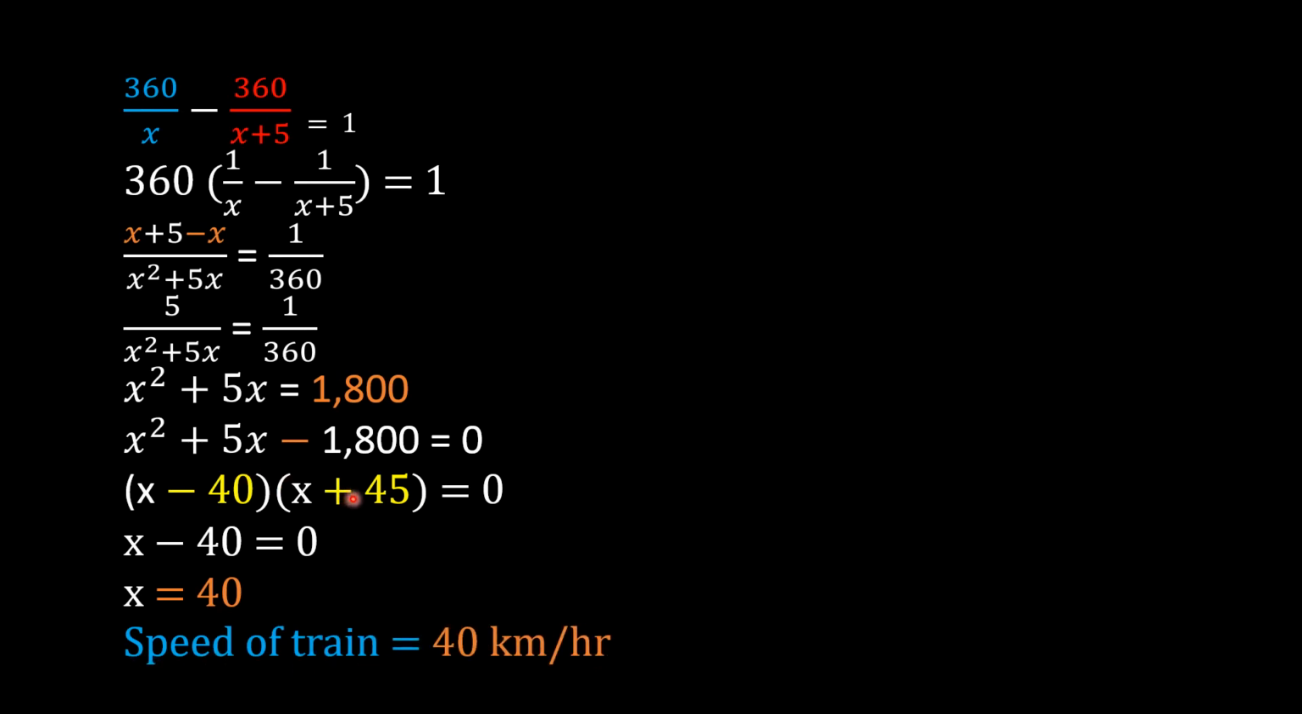X plus 45 equals 0 gives us x equals minus 45. We will not consider negative speed of the train. Neglect this bracket x plus 45. So the speed of the train is 40 kilometers per hour.